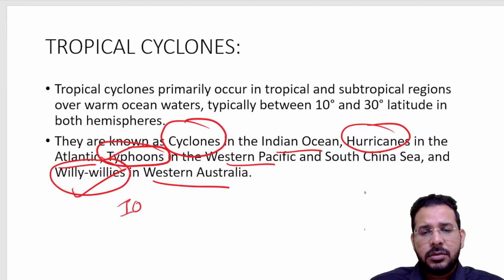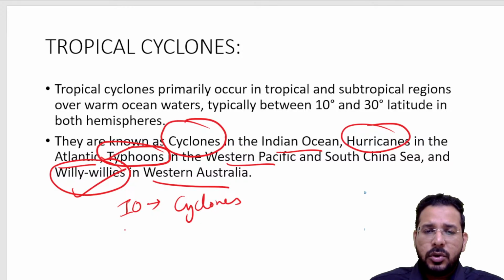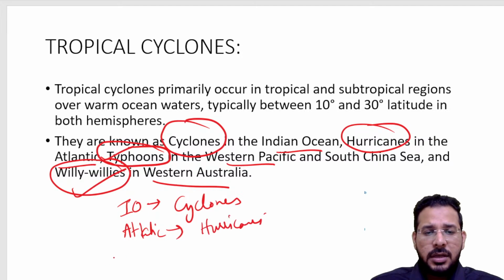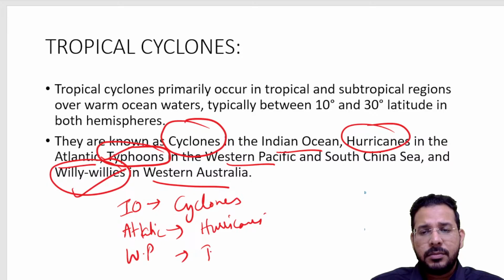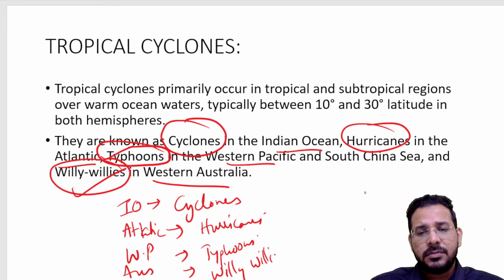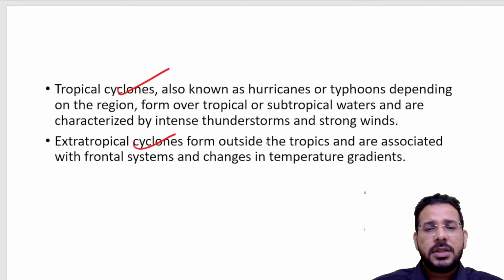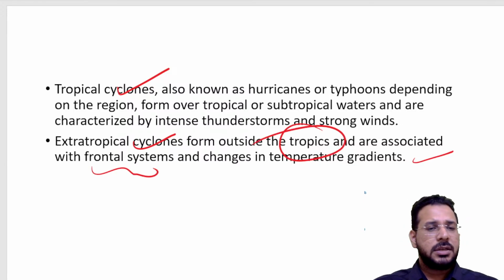So in Indian Ocean, they are called cyclones. In America, Europe, etc., in Atlantic region, it is called hurricanes. In Western Pacific, South China Sea, they are called typhoons. In Australia, they are called willy willies. So these are different names given to the cyclones. Extratropical cyclones are outside tropics associated with frontal systems, which we'll discuss in some other video.